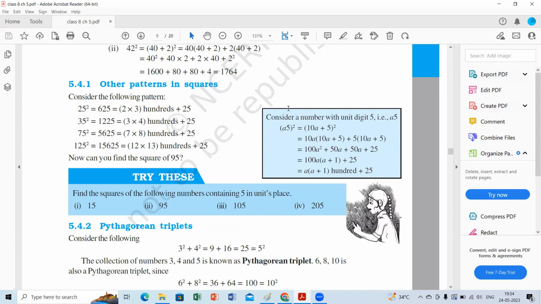Please text me your answers for 205 square and 95 square. Second bit and fourth bit, can you please answer these?